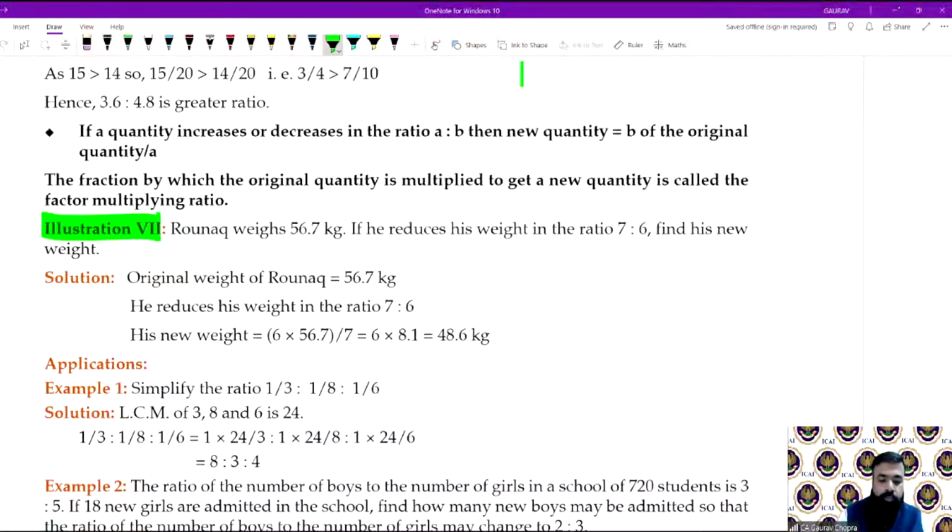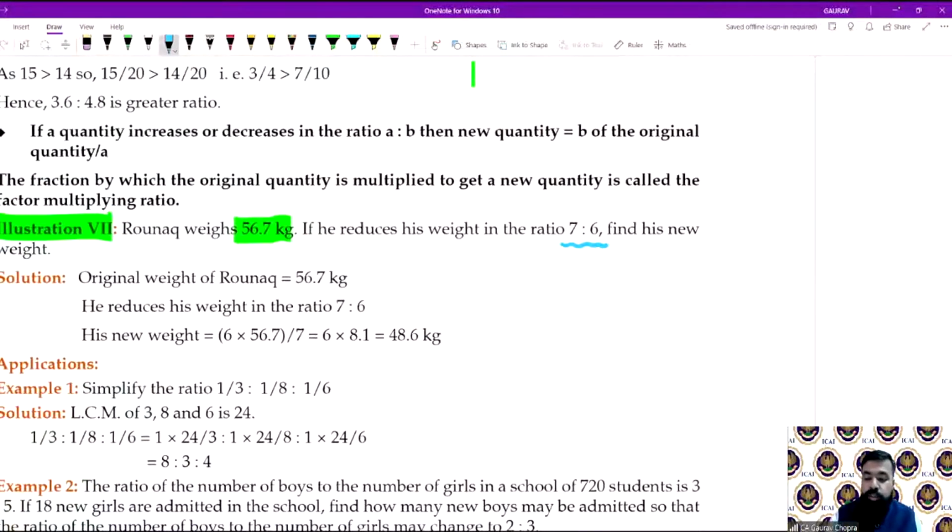The weight of Ronak is 56.7, and now he is reducing his weight in the ratio of 7:6. So 7 denotes the old weight and 6 denotes the new one. If Ronak was 7 kg earlier, now he will be 6 kg. If Ronak was 70 kg, now he will be 60 kg. Similarly, if Ronak was 56.7 kg, now he will be how much?